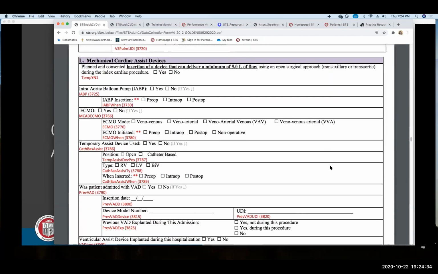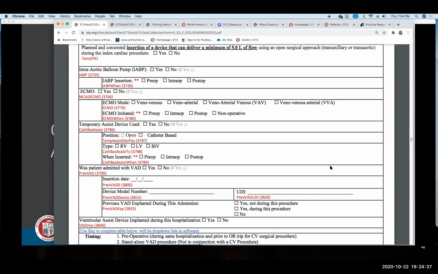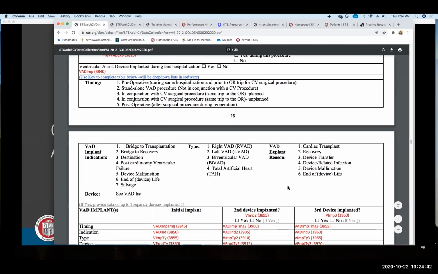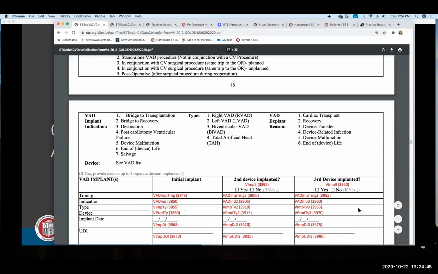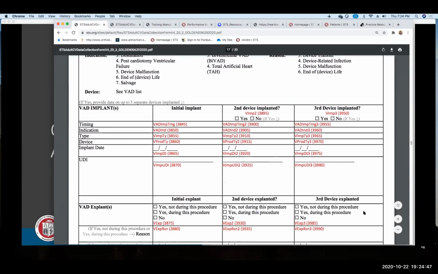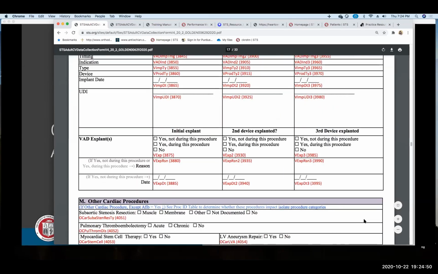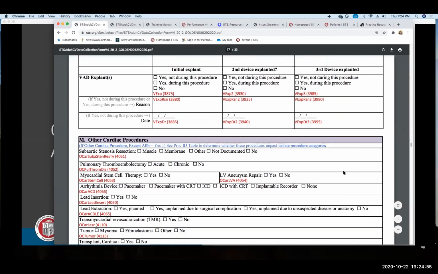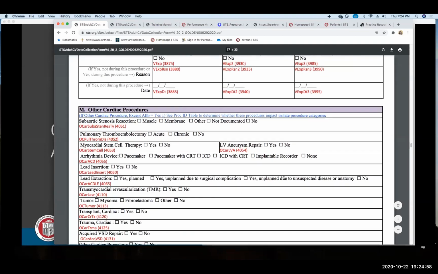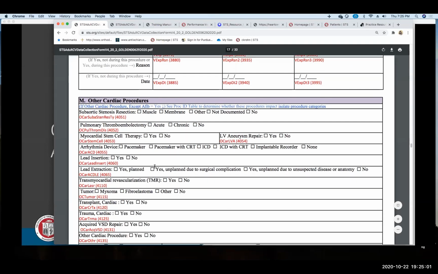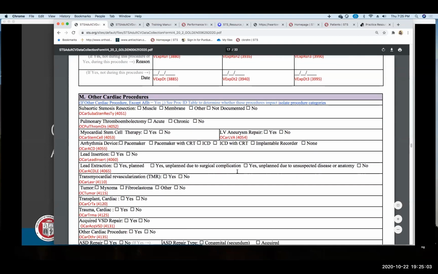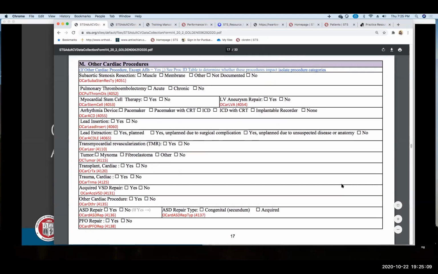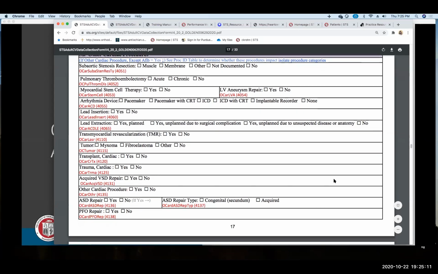The mechanical assist devices, we're collecting things like balloon pumps, ECMOs, and then we get into the VADs. And just very basic information, a lot less than what INTERMACS captures, but this is just for us to have a basic understanding of VADs that are implanted in patients in conjunction with another cardiac surgery. We have other cardiac procedures. These are usually captured in addition to an analyzed procedure. These procedures alone are not usually analyzed. They would go into the other category and not be risk adjusted.